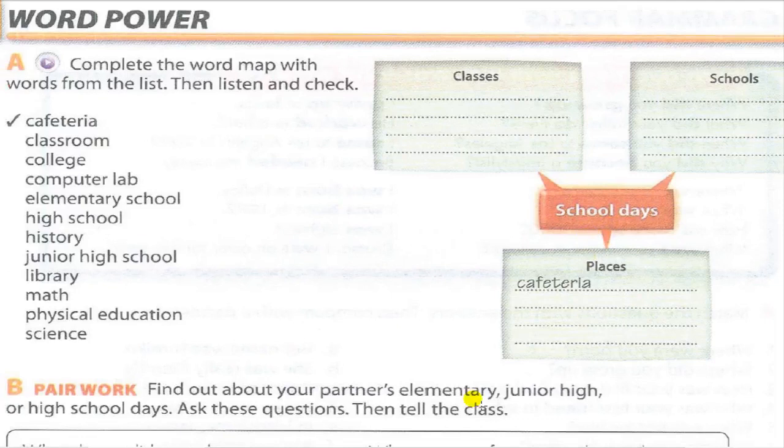Exercise number 8, the answers. Page 104, exercise 8, word power. Part A, complete the word map with words from the list. Then listen and check.